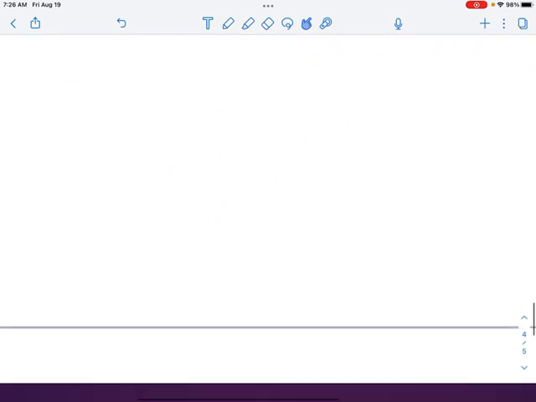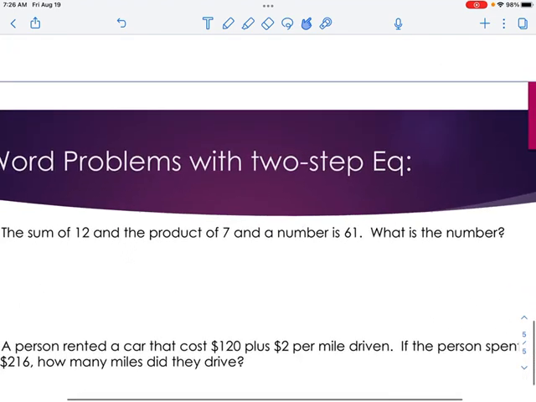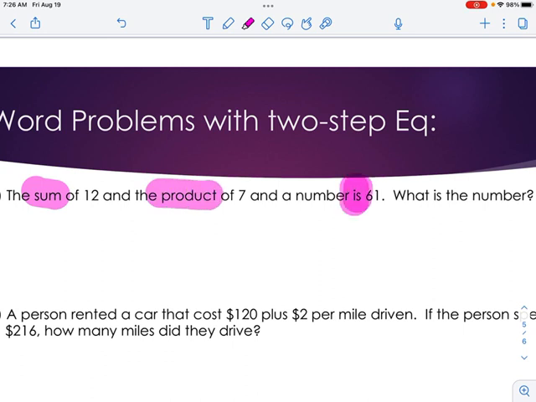Okay? Now, just like with one-step problems, we can also do these as word problems. Okay? So let's read through it. It says the sum of 12 and the product of 7 and a number is 61. What is the number? Okay, so let's key up some of the important words. So first word is sum. Next word I see is product, and I see this word is.